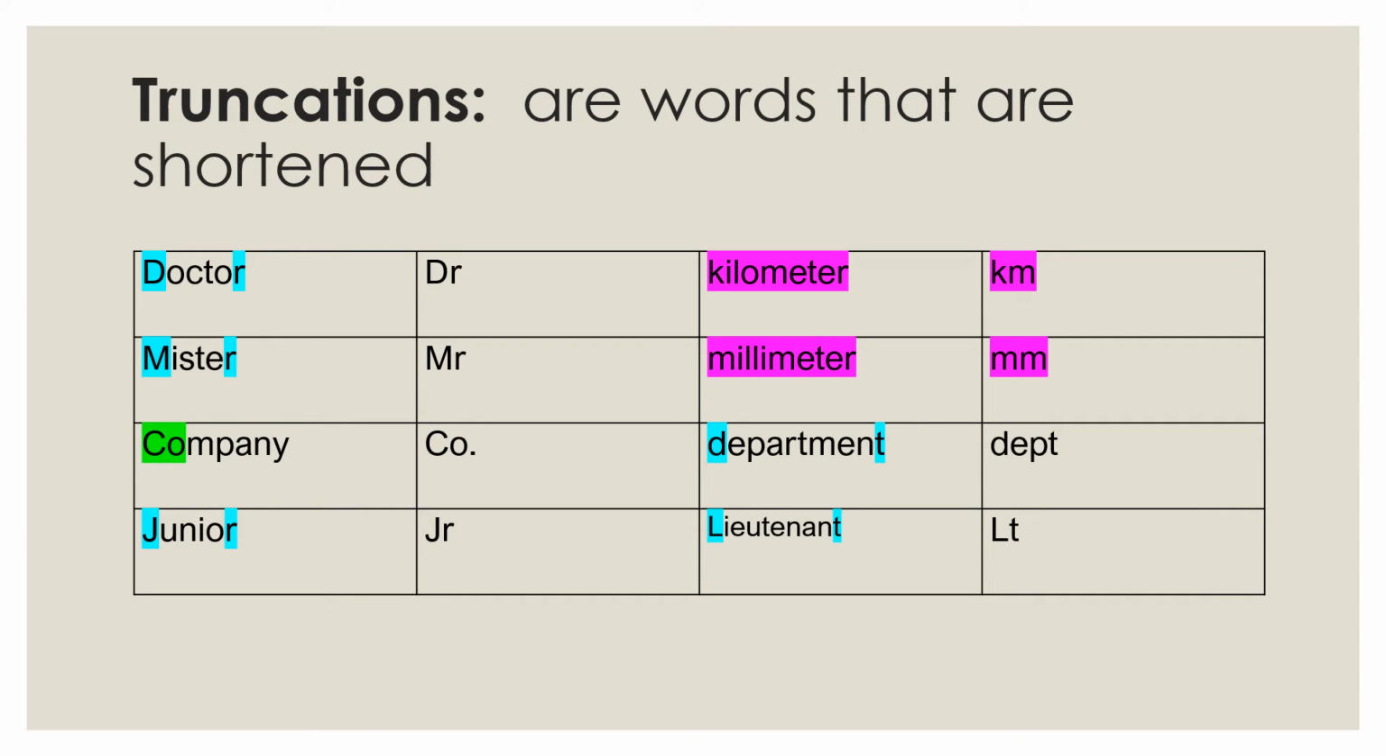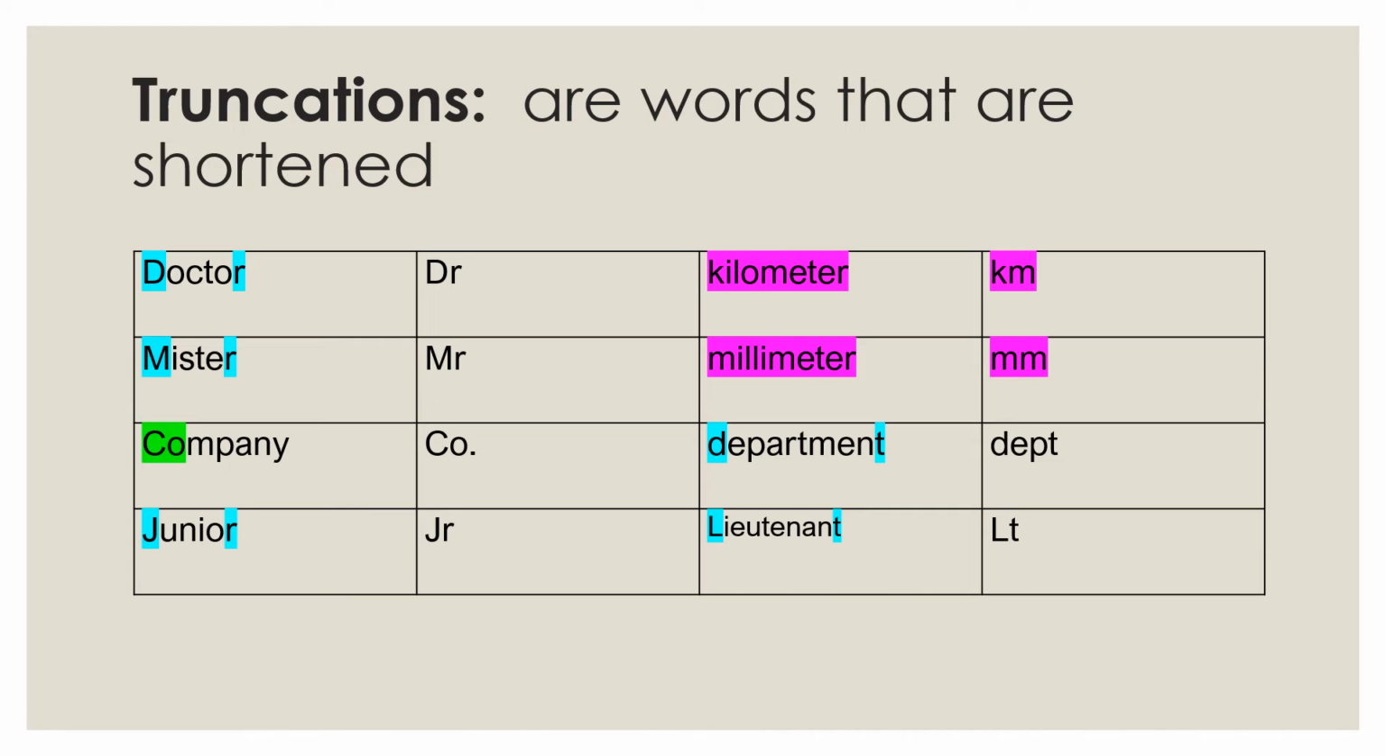Okay, I've highlighted kilometer and millimeter in pink because they are the exception to the rule. They should get a full stop if we go according to that rule of the full stop rule, but because they are maths terminologies, we do not use the full stop. Department gets a D and it ends in a T, so it doesn't need a full stop. And lieutenant. So out of all of these, the only one that you have to study that gets a full stop is company, CO.